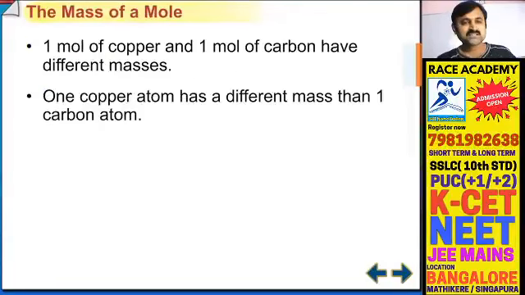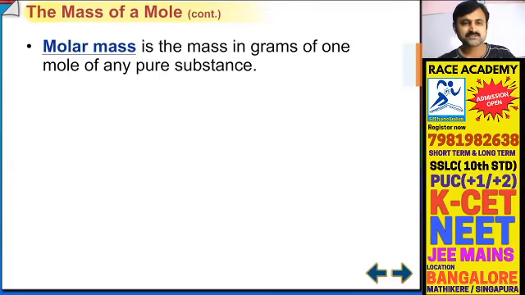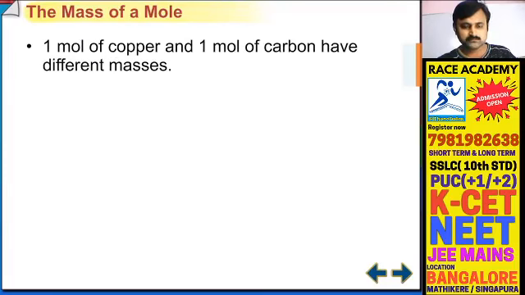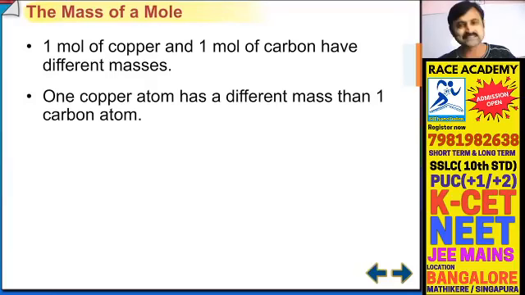Now, the mass of 1 mole of copper and 1 mole of carbon are different. Just now we discussed glucose and sucrose; now we are providing 1 mole of copper and 1 mole of carbon, which have different masses. One copper atom has a different mass than one carbon atom. Because of that, 1 mole of copper and 1 mole of carbon have different masses.